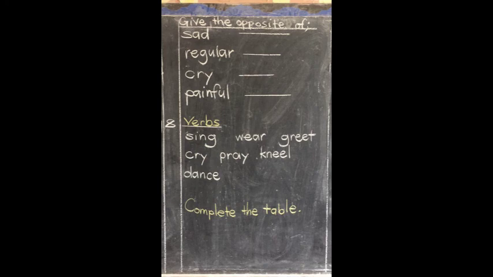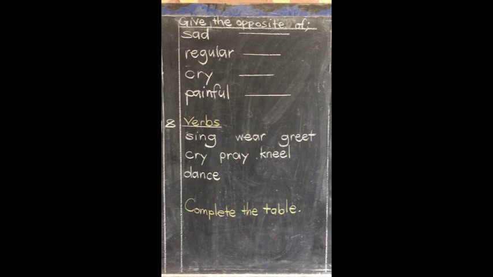So we move to the next one, which is kneel. And kneel is used in the present simple tense with the plural subject. Then kneels, still in the present simple tense, but with singular subjects. We shall have it as kneeling in the present continuous tense. We shall have it as knelt in the past tense. Then still knelt in the past participle tense.